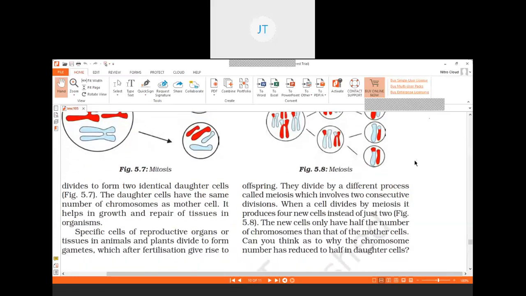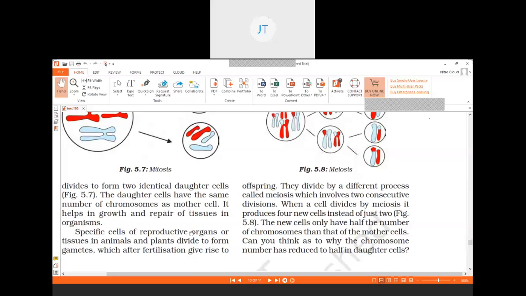The daughter cells have the same number of chromosomes as the mother cell, that I already told you. It helps in the growth and repair of tissue in the organism. Okay, means whatever wear and tear happens in our body, that is all settled by this process of mitosis. Specific cells of reproductive organs or tissues in the animals and plants divide to form gametes, which after fertilization give rise to offspring.